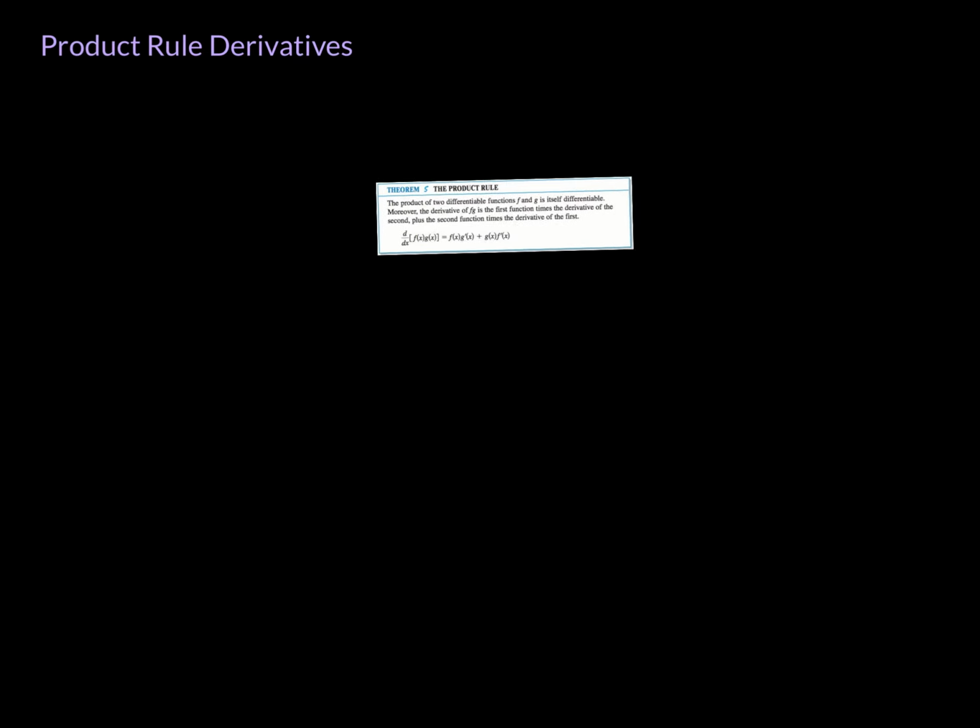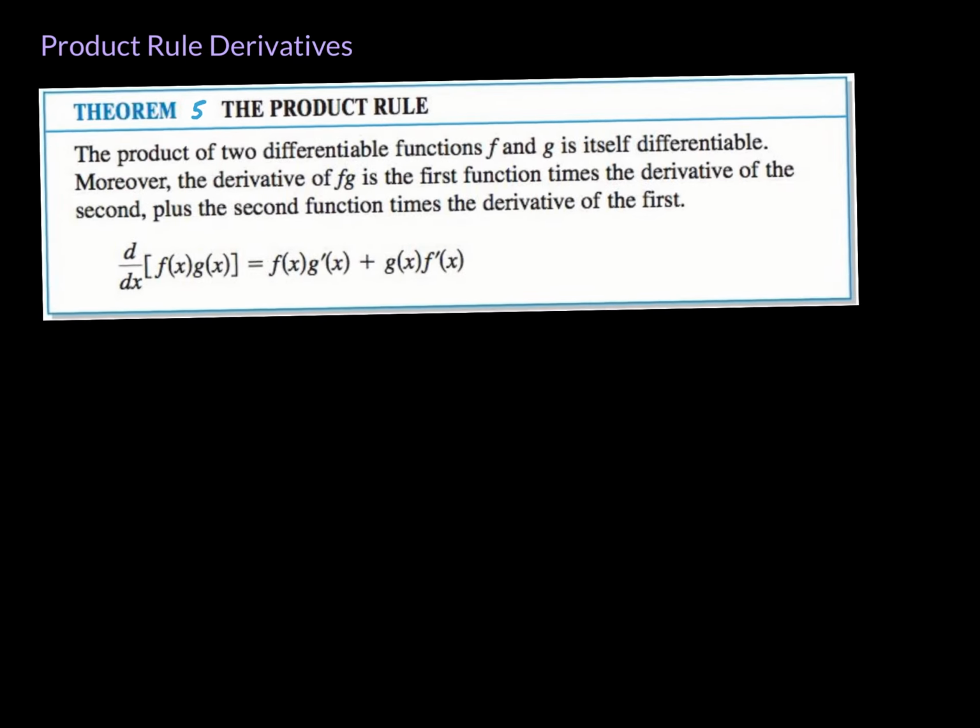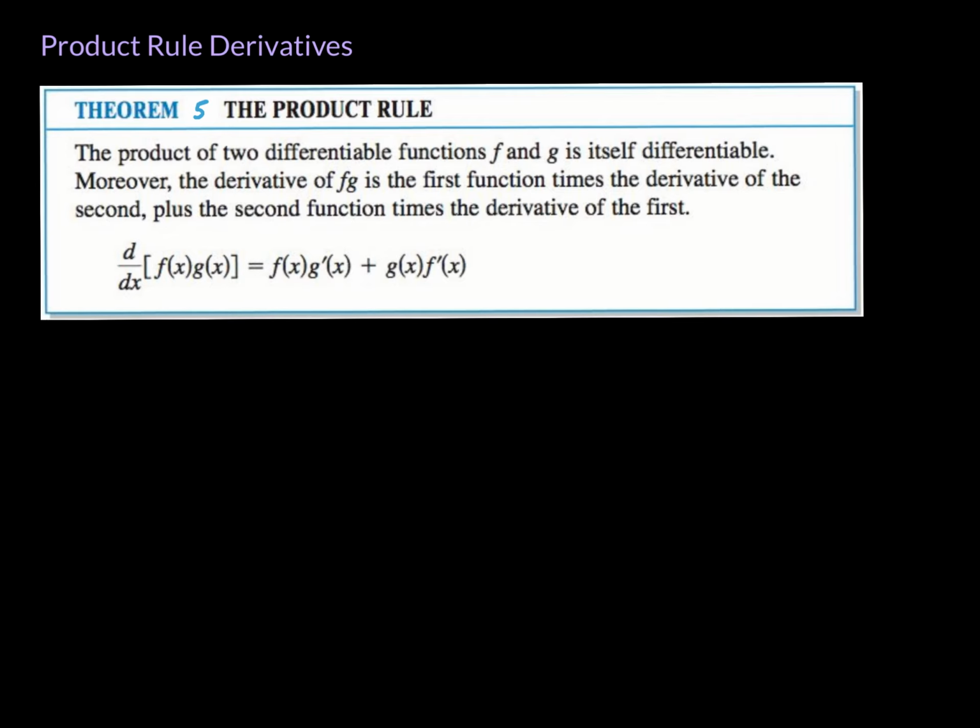Now for some derivatives using the product rule. Let's see what this one tells us. The product rule: if we have the product of two differentiable functions, f and g, so differentiable means we can take the derivative of f and the derivative of g. So if we took the product f times g, that is also differentiable.